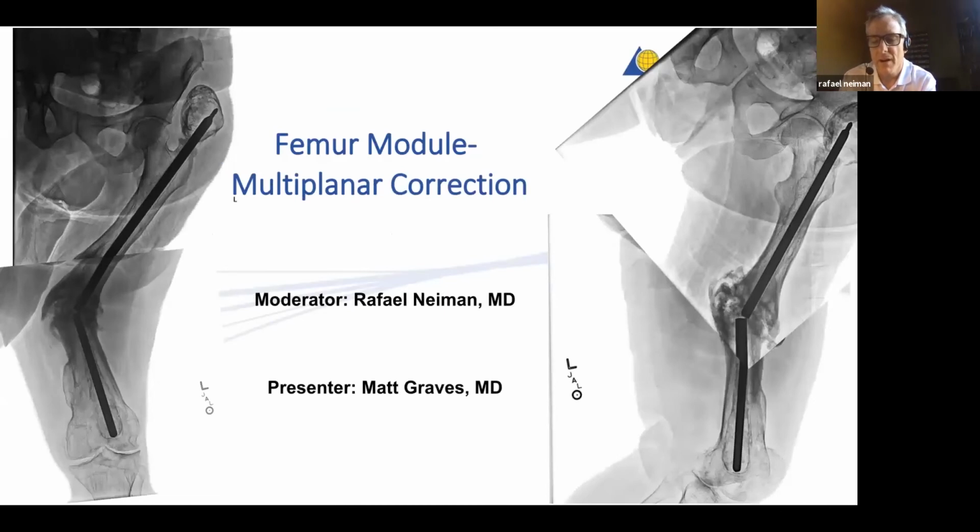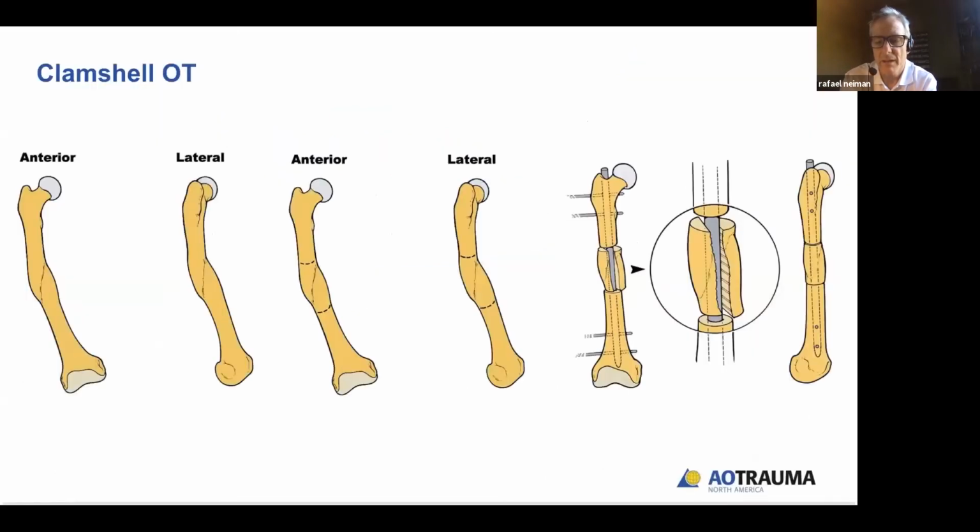And finally, we topped off our session Saturday with Matt Graves' discussion of multiplanar correction. And his topic was the clamshell osteotomy. And this is something that he helped to refine and published. So these diagrams are actually from one of the publications that he was part of. And if you find the JBJS publication that shows the technique for this, it pretty much describes everything that you need to know in a stepwise fashion, and actually some of the things that they learned since the time that they published the first paper. So I encourage everybody to look at that.